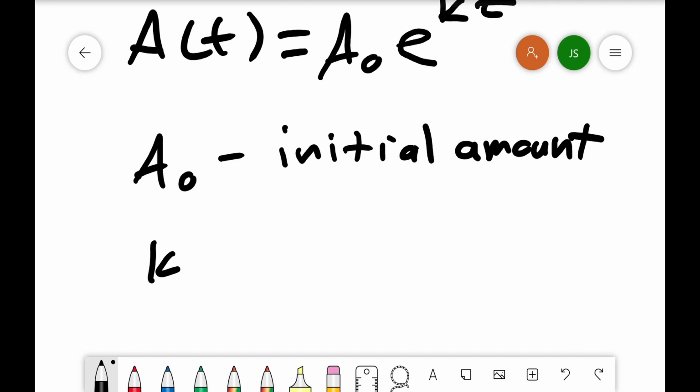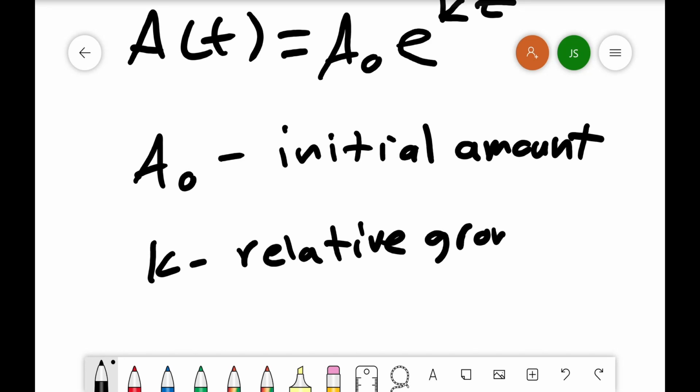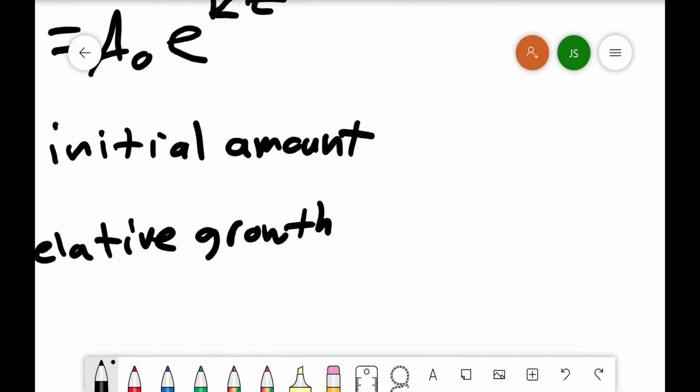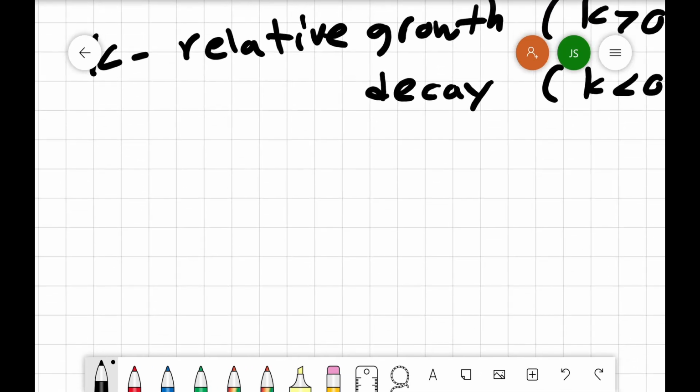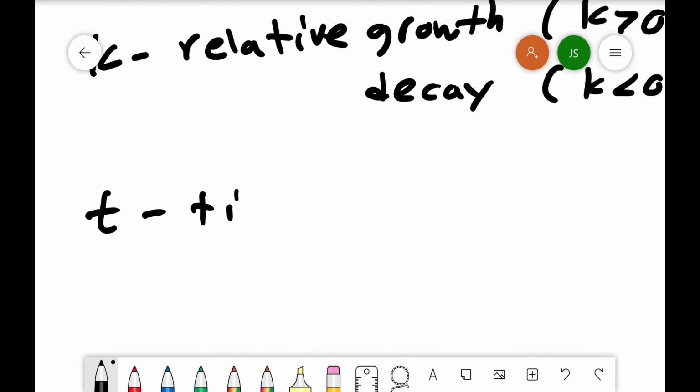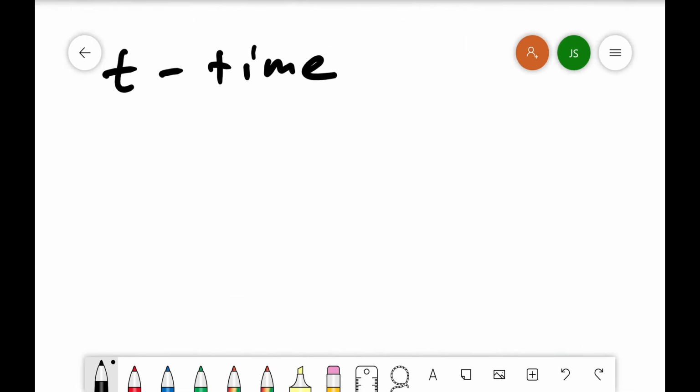if it's positive, it's going to be a growth factor. If it's negative, it's going to be a decay factor. So it'll be called relative growth. That's when k is bigger than 0. And decay when k is less than 0. So it's getting bigger when k is positive, smaller when k is negative. T is the time. So let's do some examples.